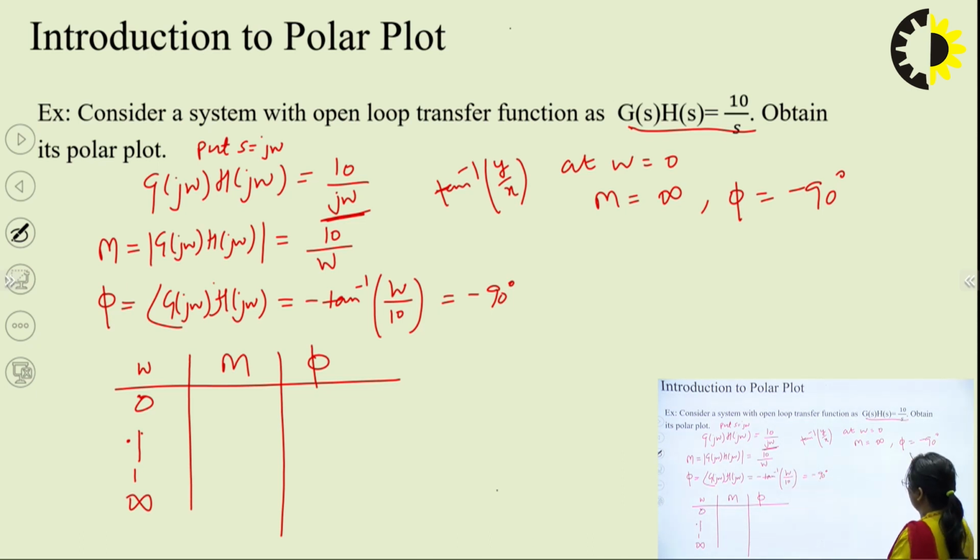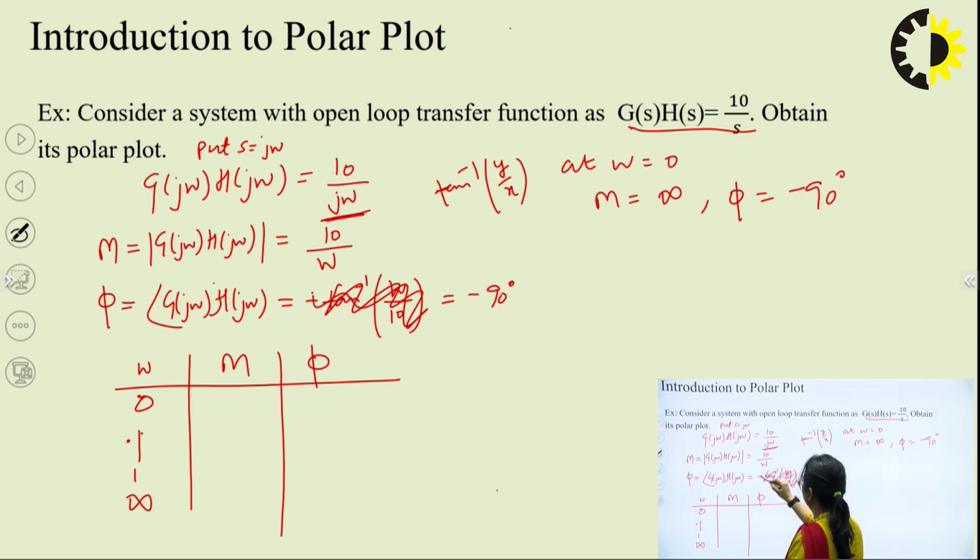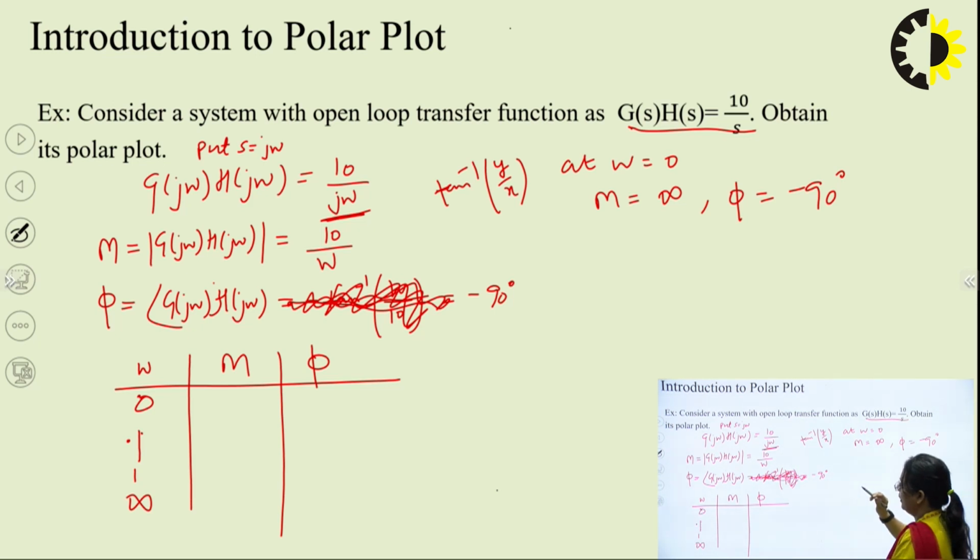So at omega equals 0, I am getting the angle of minus 90 degrees. Or you can directly write minus 90 degrees since it is a pole at origin. If there is a zero at origin, you can directly write plus 90 degrees. For multiple poles, multiply it with n. If there are n poles at origin, you write minus 90 degrees into n, and if there are multiple zeros at origin, you write plus 90 degrees into n, and you get the angle directly.